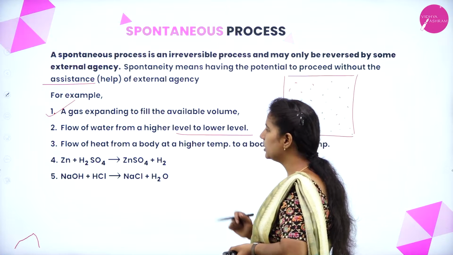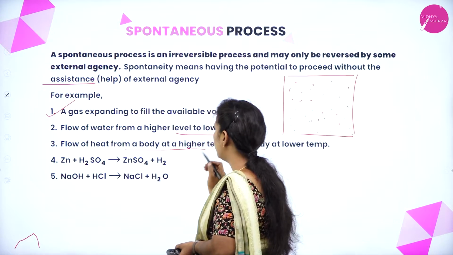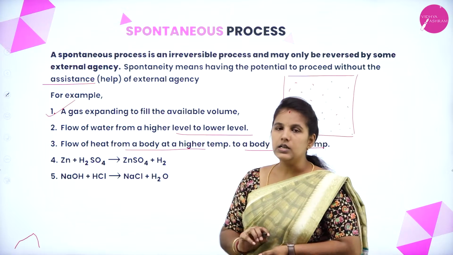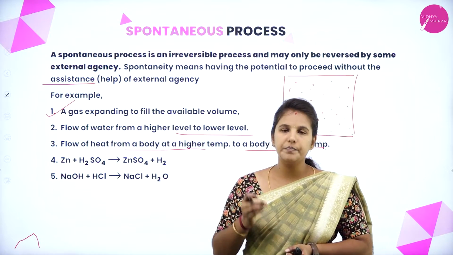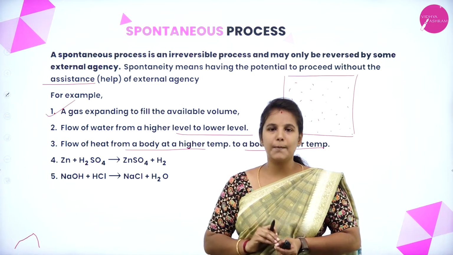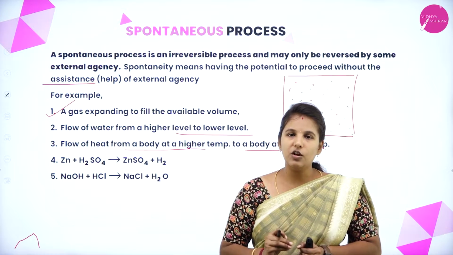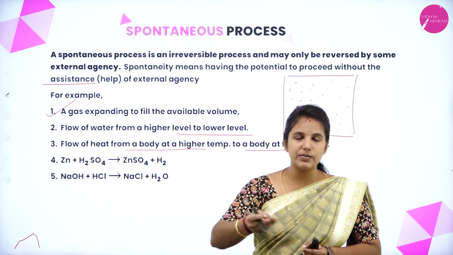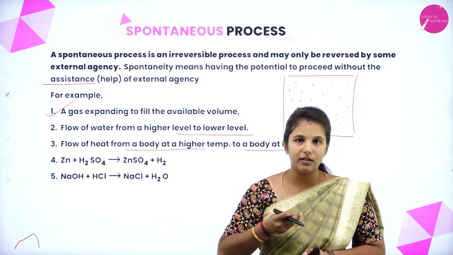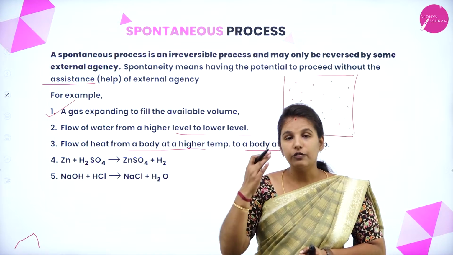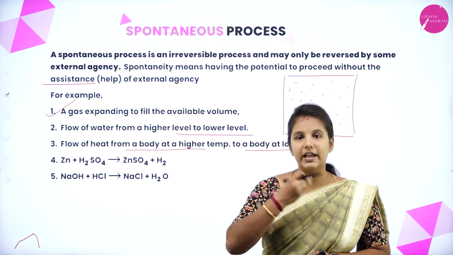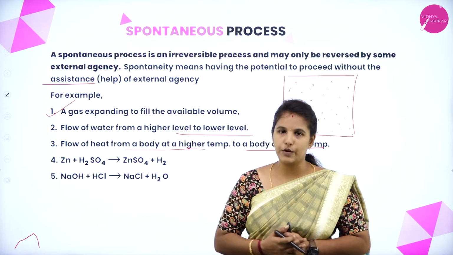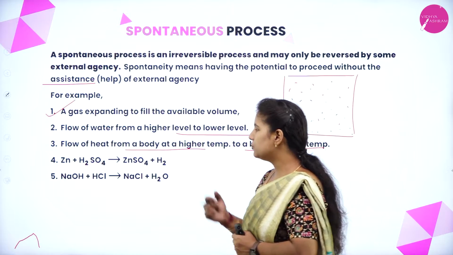We have one more example, that is the flow of heat from a body at a higher temperature to a body at a lower temperature. For example, when you are heating a glass rod or heating a metal with a flame, we know that the heat is transmitted from the higher temperature part towards the lower temperature part, which is a best example for spontaneous processes.